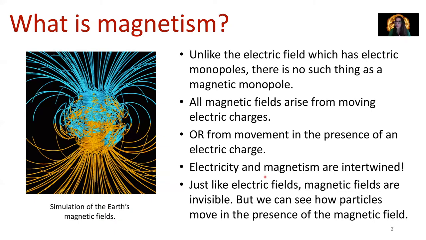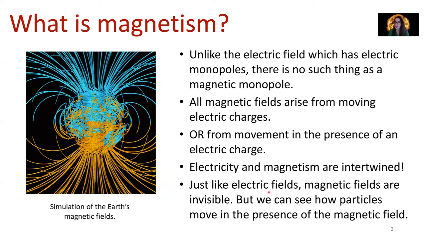When I was an undergrad and when I was in grad school, I had courses called E and M, electricity and magnetism. Whenever you get to higher levels of physics, you cannot separate the electric fields from the magnetic fields. We have to treat them together.